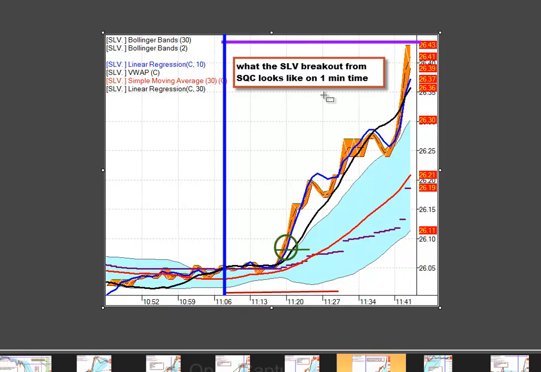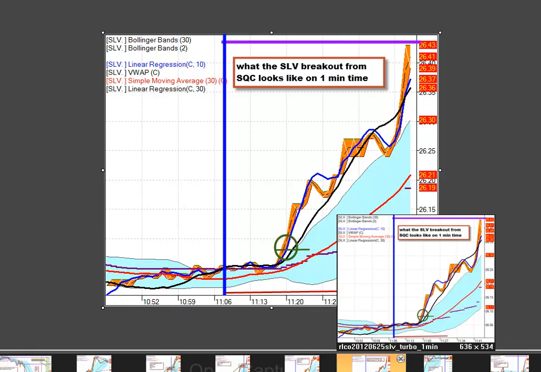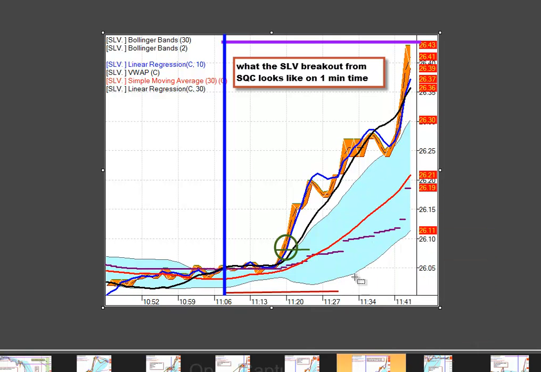I wanted to dial in here and show you what the silver breakout from sideways quiet channel looks like on a 1-minute time frame. And here's that same entry at 2610 in this area. So even on the 1 minute, it looks like a sideways quiet channel as well. And with a 20-cent stop, that gets to no lose pretty quickly.